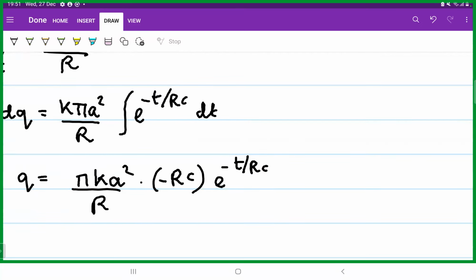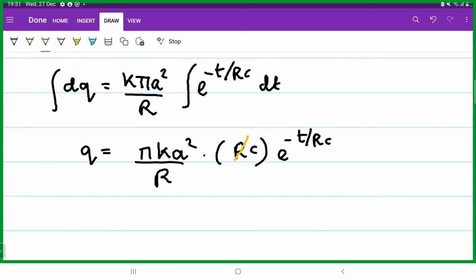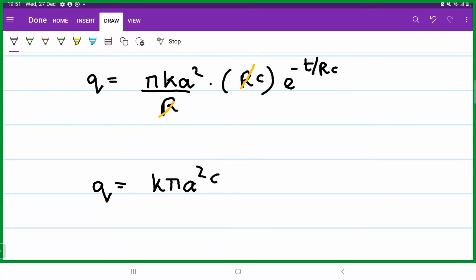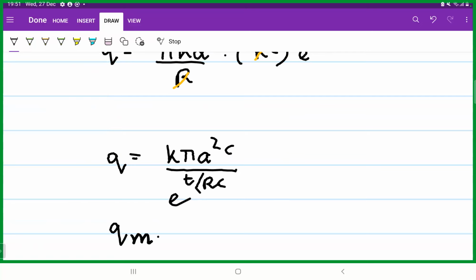Now we can neglect this. We are not considering the sign of the charge, we are considering the magnitude of charge. So let's just ignore this minus sign for a moment here. And upon simplification, the value of charge will be equal to kπa²C divided by e to the power t by RC. So as you might have guessed, the maximum value of q is equal to kπa²C.